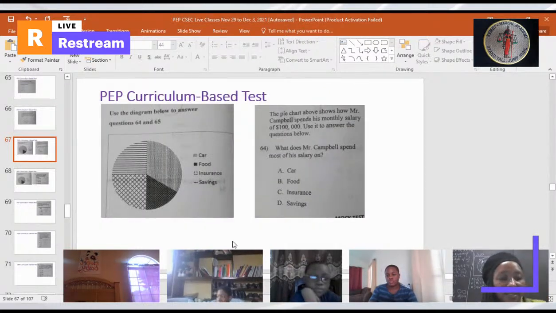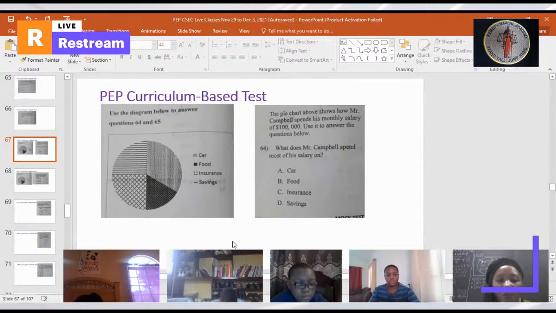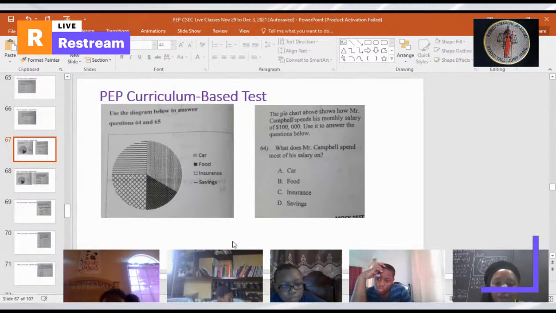Now use the diagram below to answer questions 64 and 65. So we have a pie chart, and we have sections for car, food, insurance, and savings. The pie chart above shows how Mr. Campbell spends his monthly salary of $100,000. Use it to answer the questions below. So let me read that again. The pie chart above shows how Mr. Campbell spends his monthly salary of $100,000. Use it to answer the questions below.